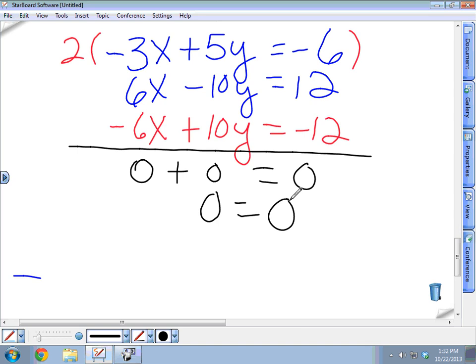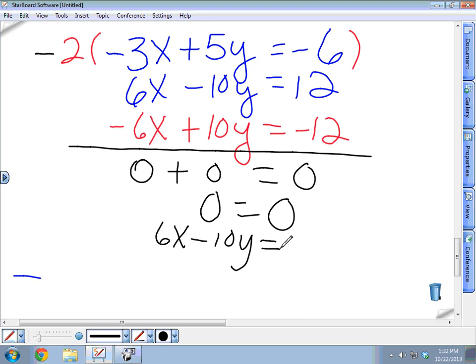Well, it tells you that what you just did is you subtracted one equation from another, and you got 0, which means those equations are exactly the same. Those equations aren't different. And notice this. If you multiply it by 2, you got the opposite. But what would happen if I multiplied this equation by negative 2? And you can multiply both sides of an equation by any number you want. I'd get negative 2 times 3x would be 6x. Negative 2 times 5 is minus 10y.